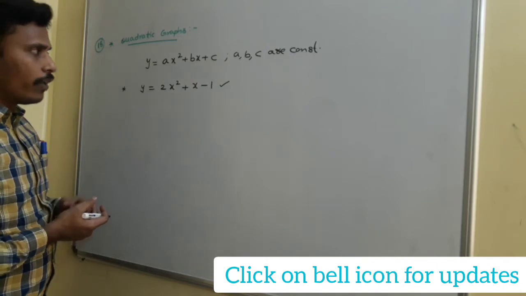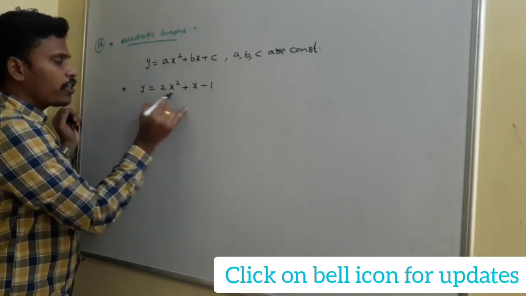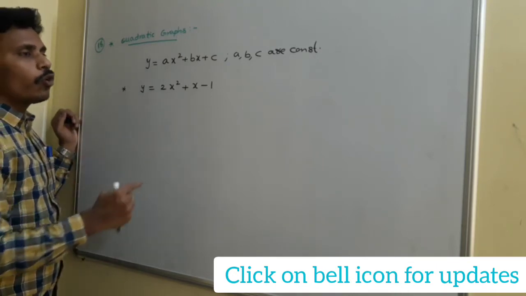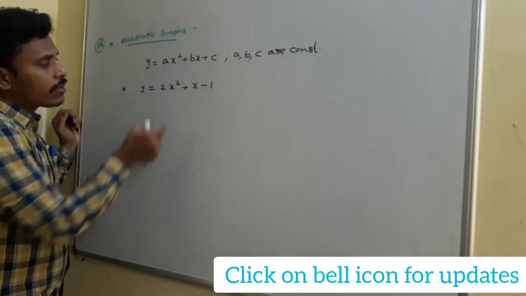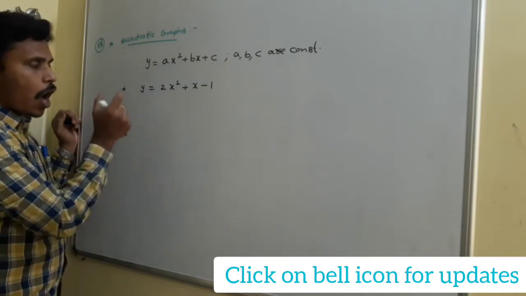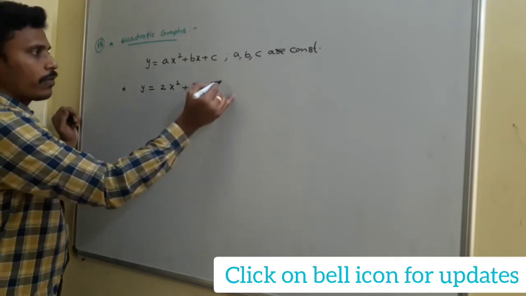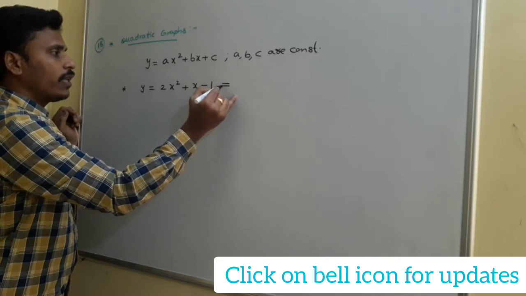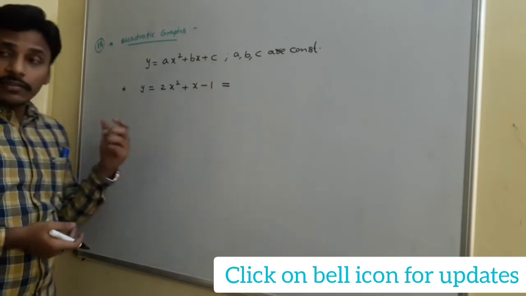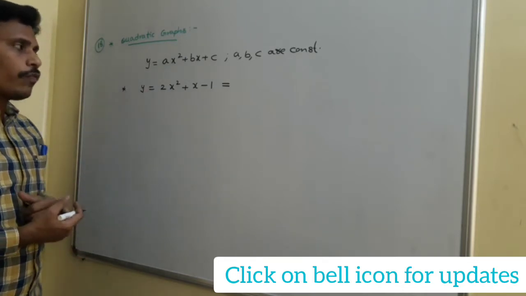How will I look at it? Just pay your attention here. The expression is the same, y is equal to 2x square plus x minus 1. Before drawing the graph, for some time I will algebraically analyze this expression. First of all, I will think about the roots of this expression, which we usually call the zeros. So what are the zeros of this expression?